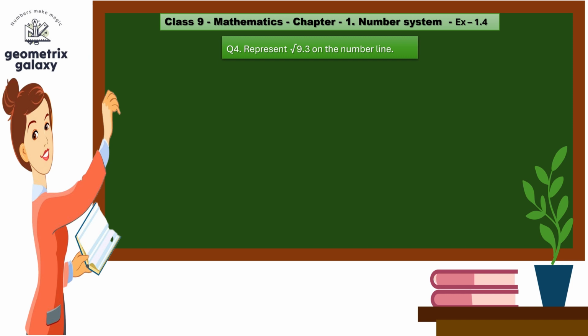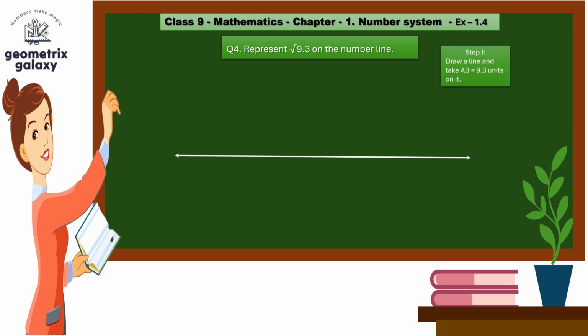First we need to draw a line and take AB 9.3 on it. From B, measure a distance of 1 unit and mark C on the number line. Now listen carefully students. We have measured AB 9.3 units and BC 1 unit. So totally the measure of AC is now 10.3.